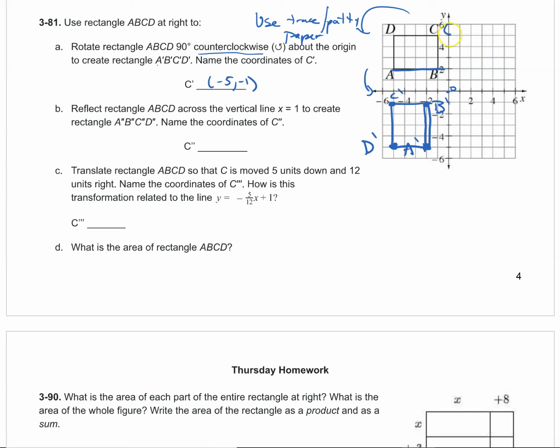Now if you notice the original coordinates of C, it was -1, 5. So what happened? Rotation, x, y. It got sent to, reverse the order, y comes first, then x, but we need to make that y coordinate negative. So that's the shortcut for that one.